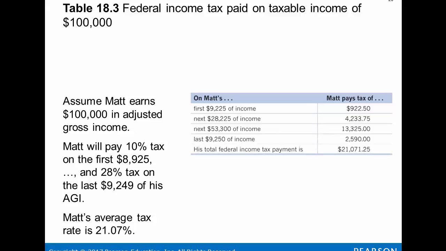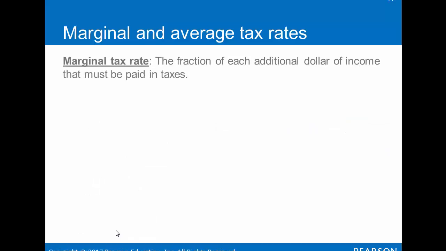An example of taxable income, assume Matt earns $100,000 in adjusted gross income, or AGI. Matt will pay 10% of tax on the first $8,925 and 28% on the last $9,249 of his AGI. So Matt, here's the calculations. On the first, Matt pays this. So Matt's total tax is $21,071.25 on $100,000, which is not actually his marginal tax rate, which is 28%. It's actually an average tax rate of 21%.